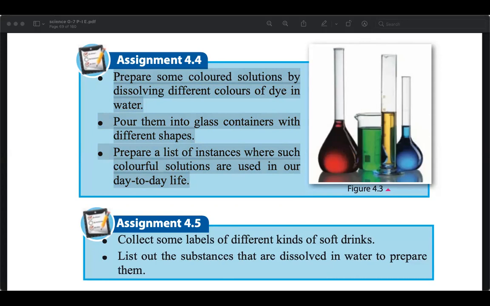Yes, when doing practicals in science lab. Okay, practicals in science lab, right? Yes, you can use colorful solutions to teach about colors in the practical science lab. Okay, what else? For decorations. For decorations, yes, very good.